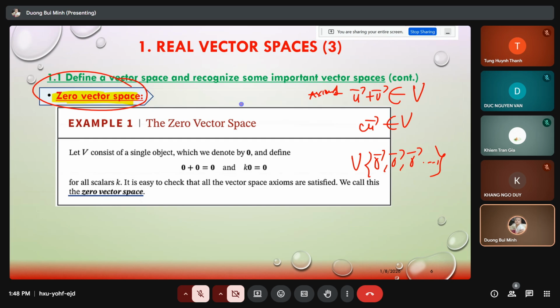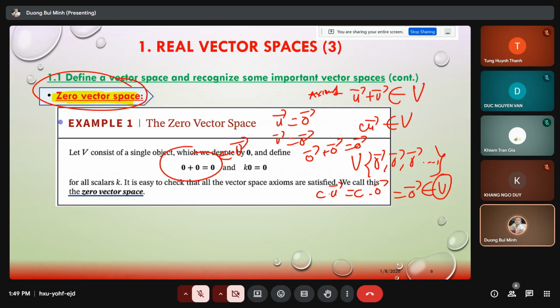The zero vector space means a space that contains the zero vector. So if I say vector U is 0, vector V is 0, then 0 plus 0 you get the 0 vector. So we satisfy SM1, because this is 0, belonging to the zero vector space. And then we have SM6. We have C times U, which is C times the 0 vector. C times the 0 vector is the 0 vector, belonging to the zero vector space. So we say V is a zero vector space.